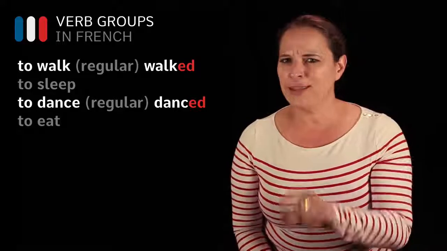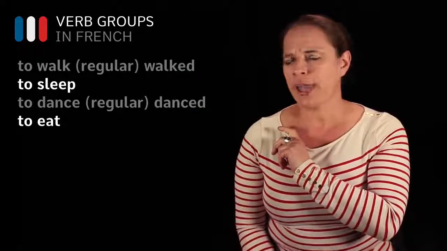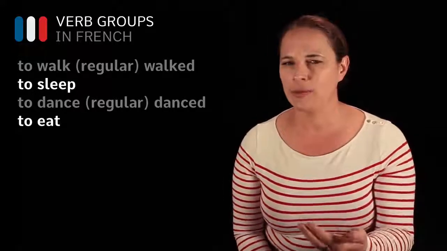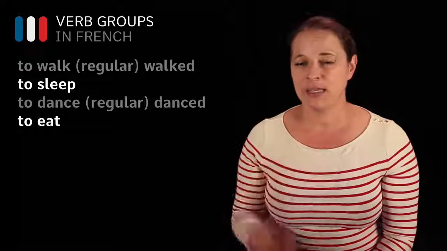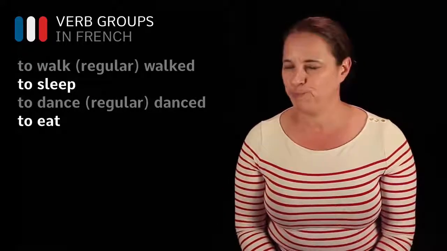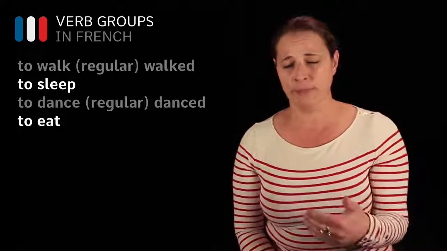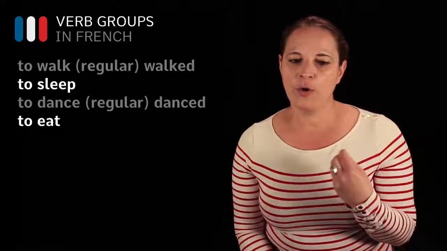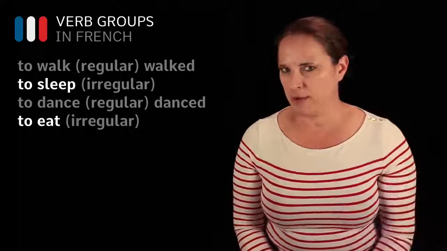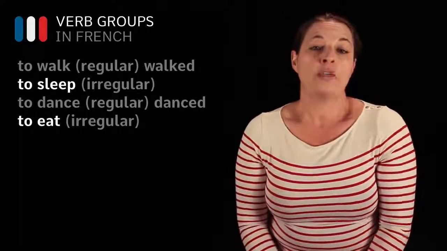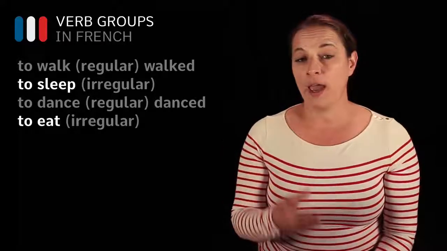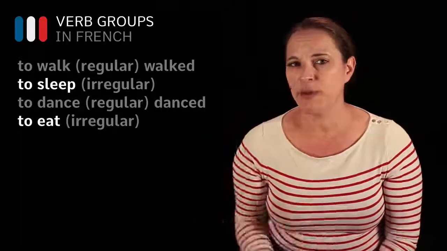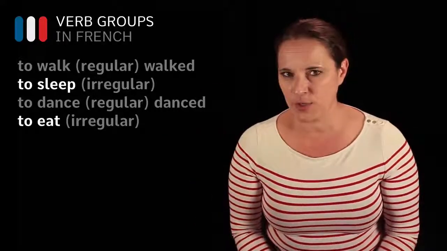Now let's have a look at the other 2 verbs. So I have to sleep, and to eat. When I put them into their past tense, I can't add ed. I can't say I sleeped, and I can't say I eated. That's because they are irregular verbs. So what do we do? We learn them by heart, and as a French person, I learn them by heart. As an English speaker, it comes naturally to you.